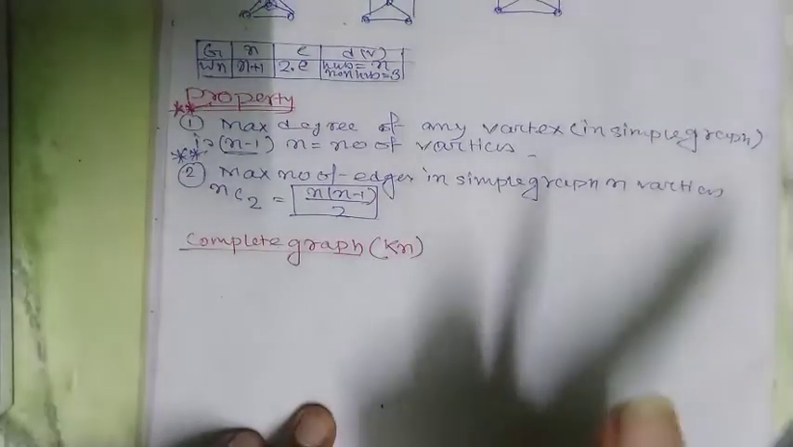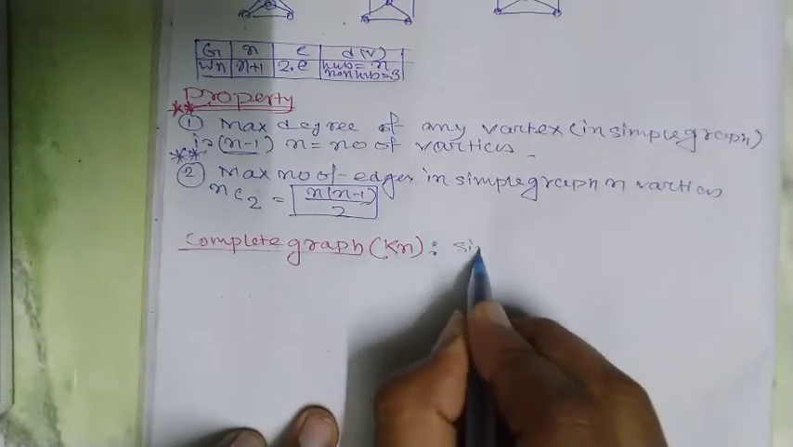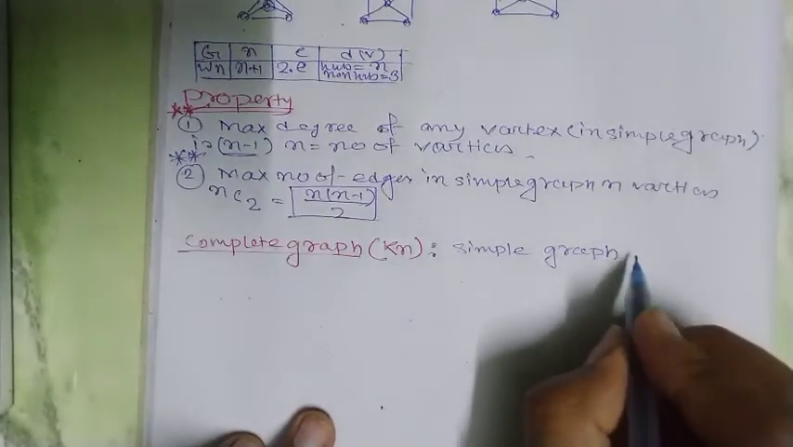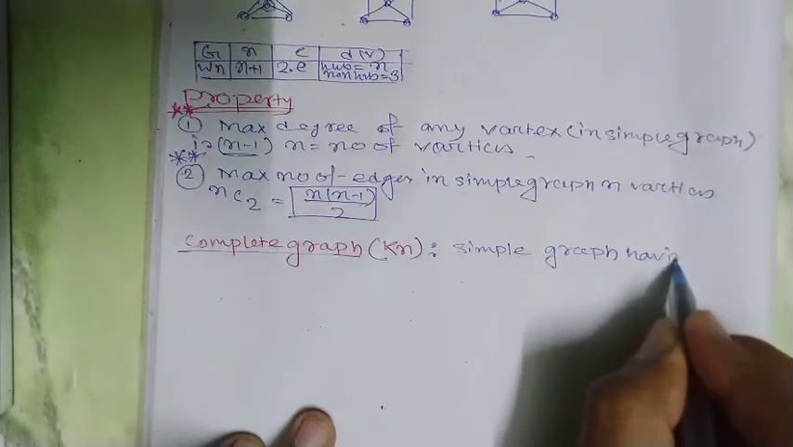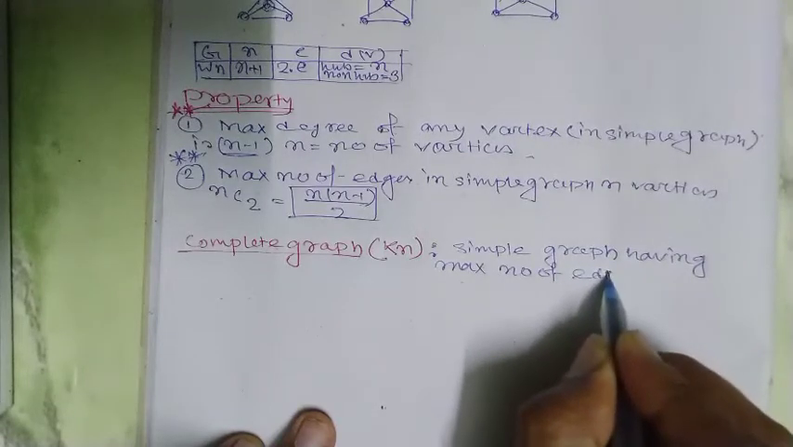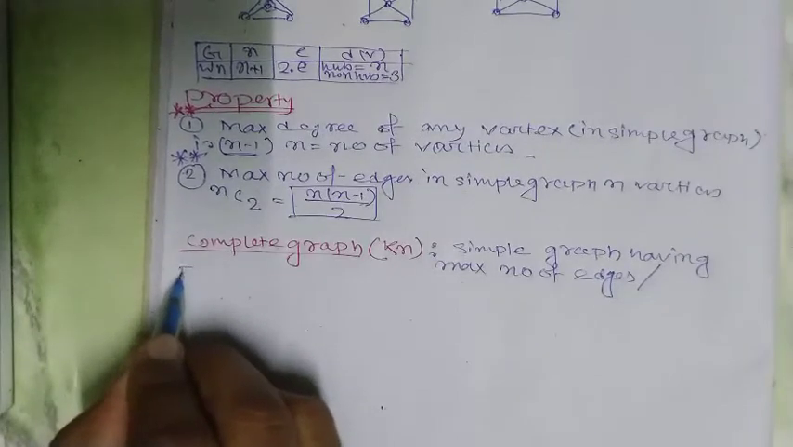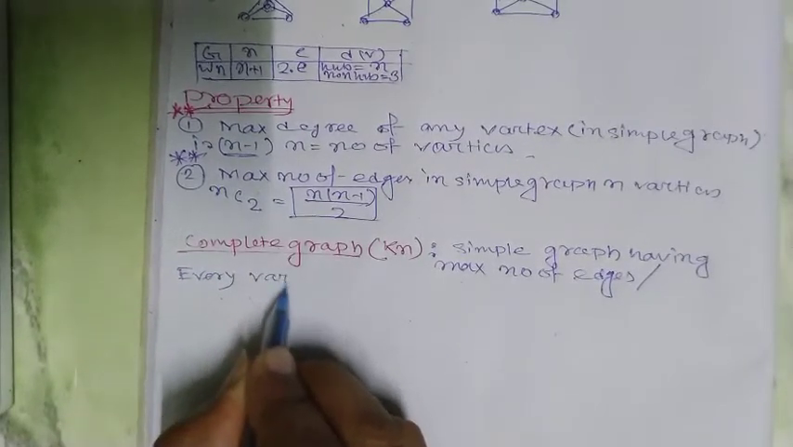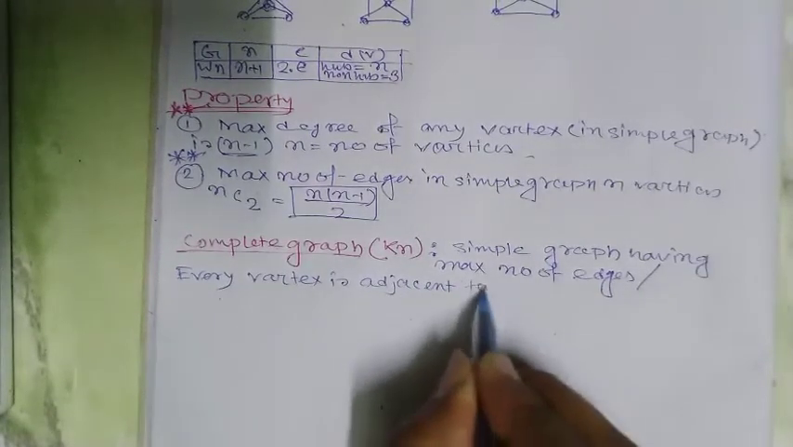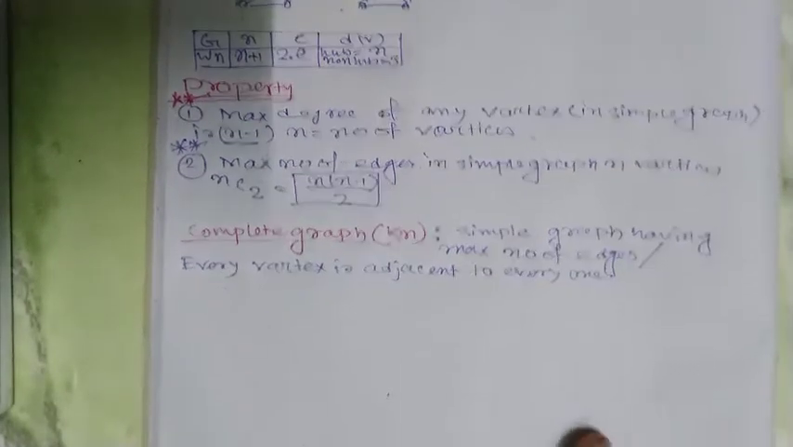Okay, so what is the definition? At first write Kn. What is the definition? A simple graph, obviously a simple graph with no self loop and multi edges, having the max number of edges. Or there is another definition: every vertex is adjacent to everyone. Okay, this is the definition. Now example.